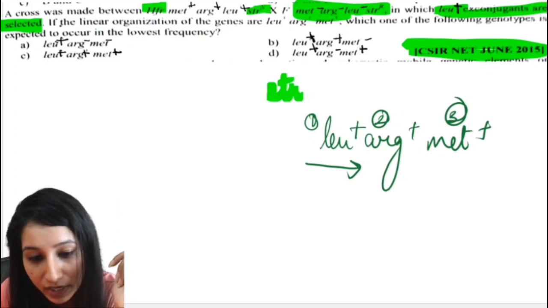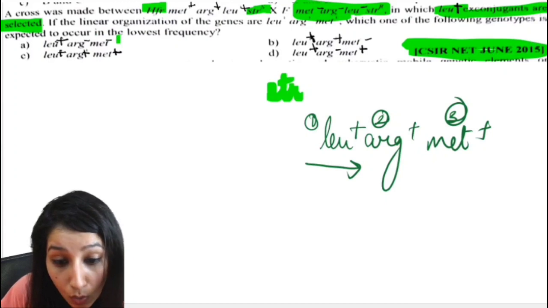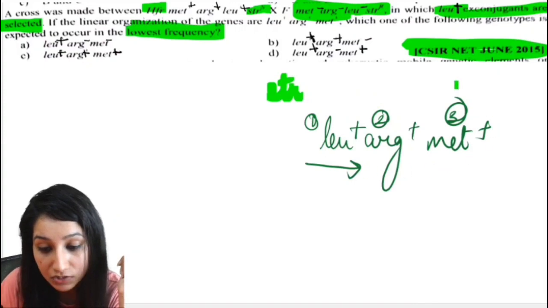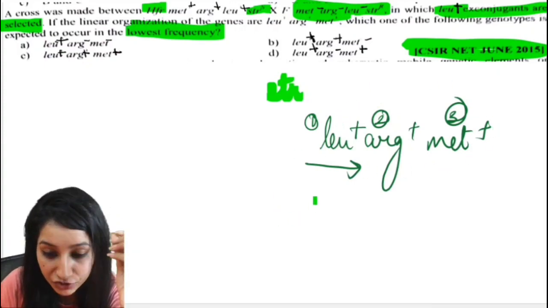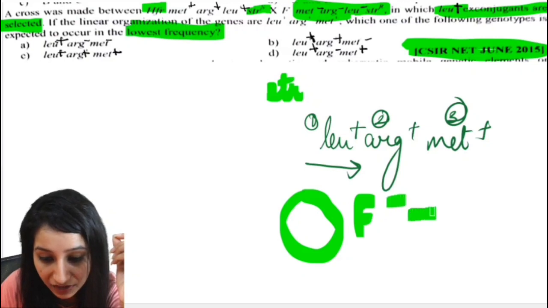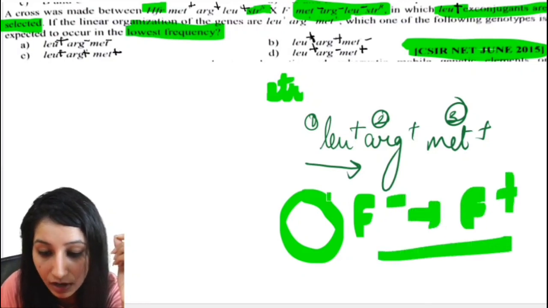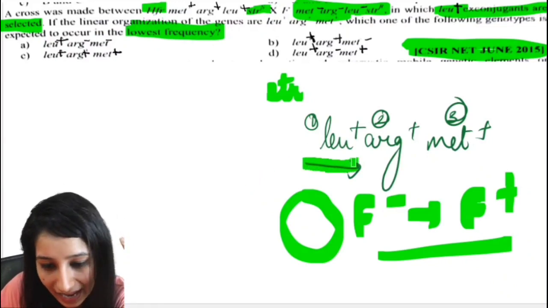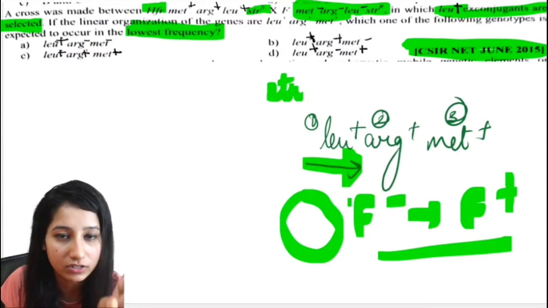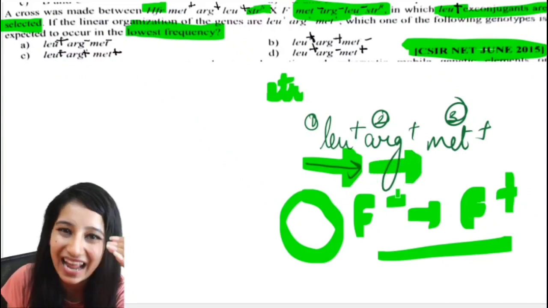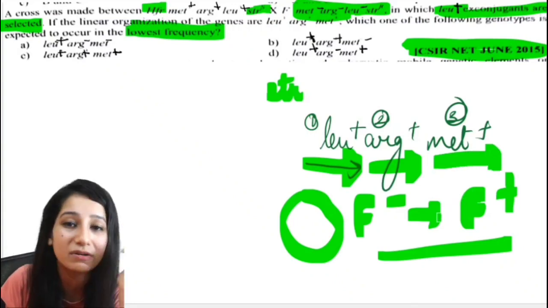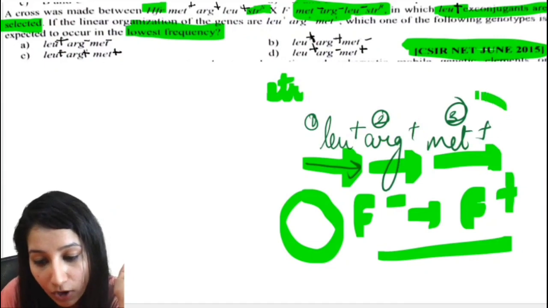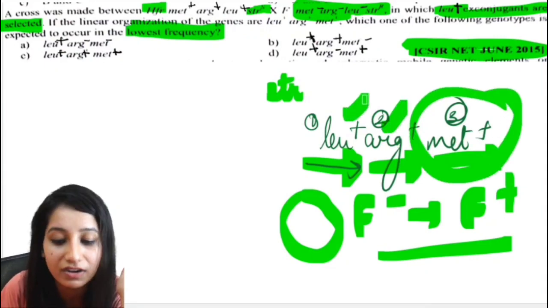Which one of the following genotypes is expected to occur in lowest frequency? That is, when we transfer these, what will be the condition that the F negative will become F positive after transfer? That will show the least probability. Generally, leucine will always be transferred because it is the first one. Then arginine will be transferred in a 50% situation and methionine will be transferred in the least condition. So the lowest frequency will be of methionine negative, arginine positive and leucine positive.